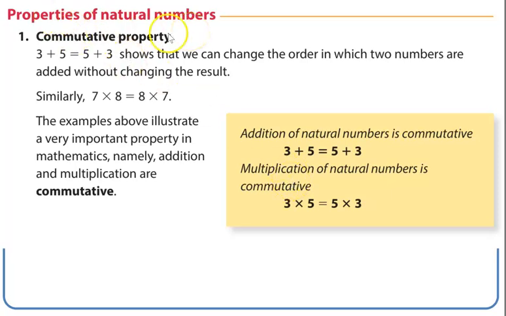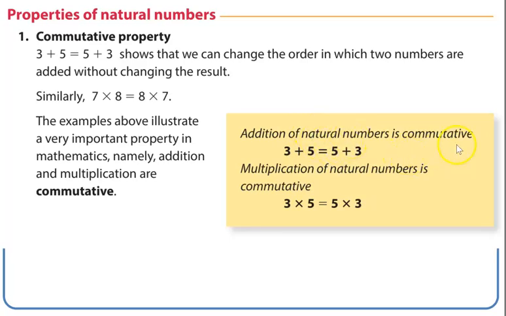Properties of natural numbers. Commutative property. 3 plus 5 equals 5 plus 3. This shows that we can change the order in which two numbers are added without changing the result. Similarly, 7 times 8 equals 8 times 7. The examples above illustrate a very important property in mathematics, namely addition and multiplication are commutative.